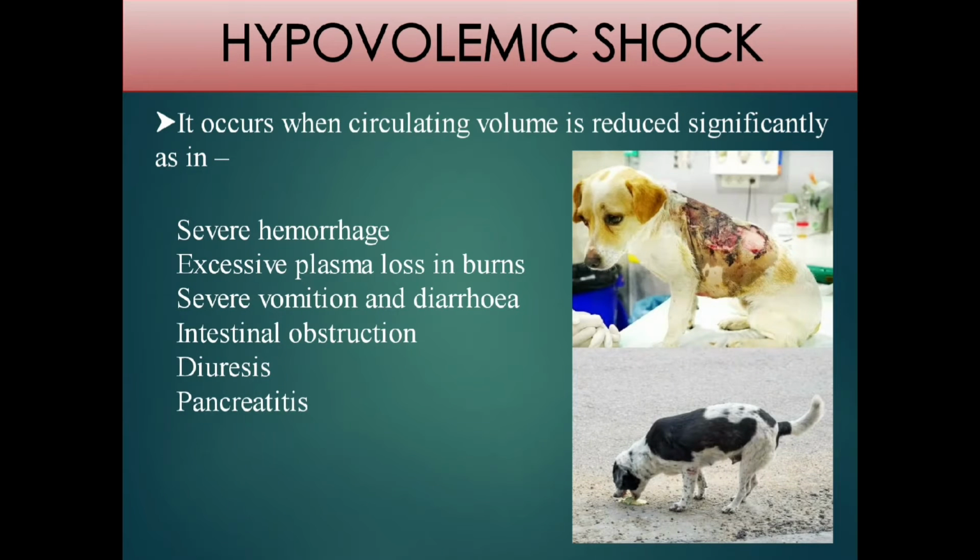Coming on to hypovolemic shock, it occurs when the circulating volume is reduced significantly, as in case of severe hemorrhage, excessive plasma loss in burns, severe vomition and diarrhea, in case of intestinal obstruction, in case of diuresis and pancreatitis. It is one of the most common forms of shock in case of small animals.